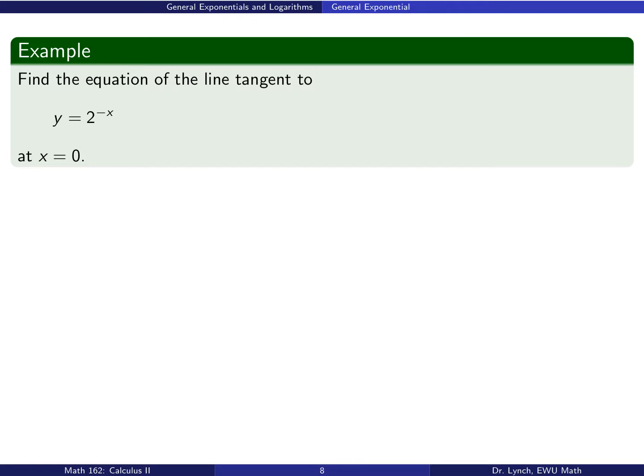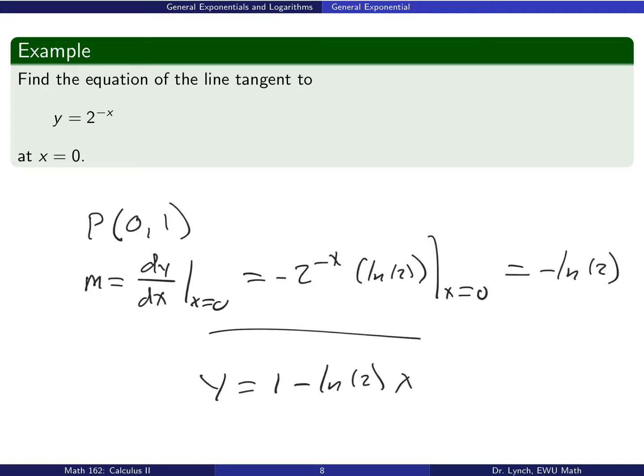Let's go ahead and have a look at the line tangent to this graph, y equals 2 to the minus x at x equals 0. Similarly, the point in question is 0, 1, and similarly, the derivative gives us the slope. So in this case, the slope of that line is minus log of 2, and the equation of the line is given by 1 minus log 2 times x.